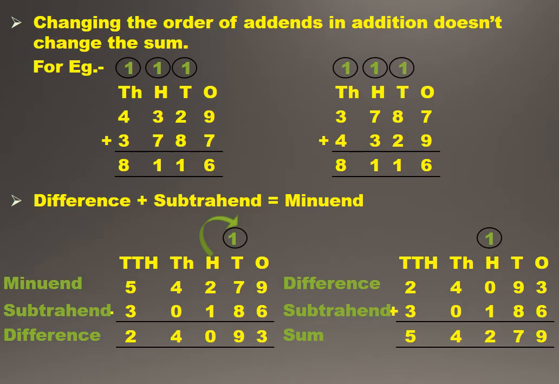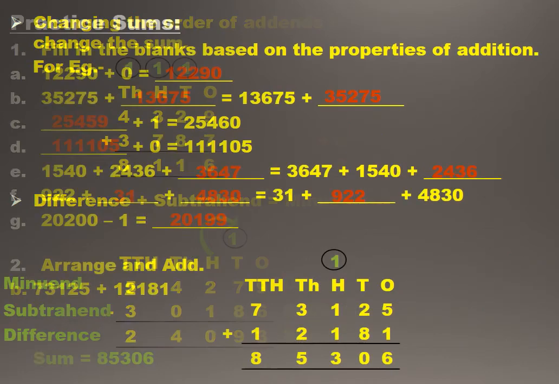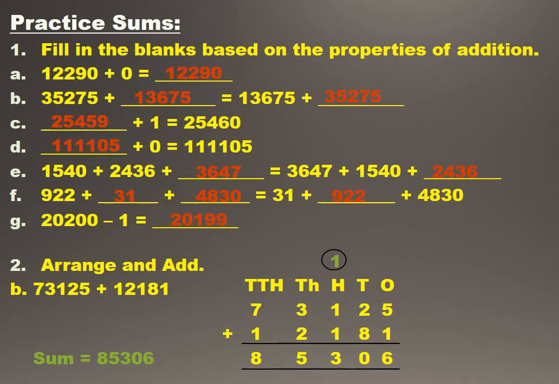This is the property of addition. Same here, 24,093 add 30,186 gives you the result 54,279, which is the minuend. So it is clear. Hope all the properties are clear to you now. To check whether all the properties are clear to you, here I have taken a few sums. These are practice sums, a few from your book and a few extra questions.